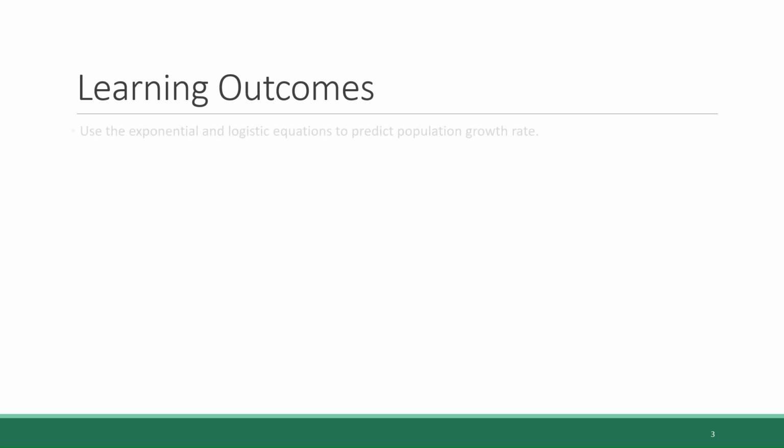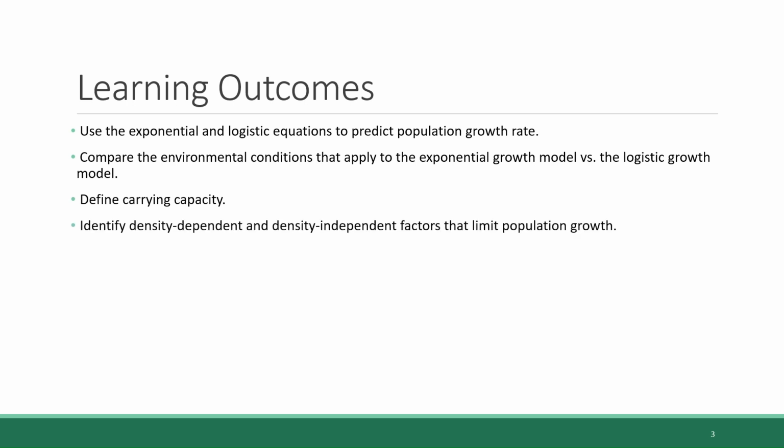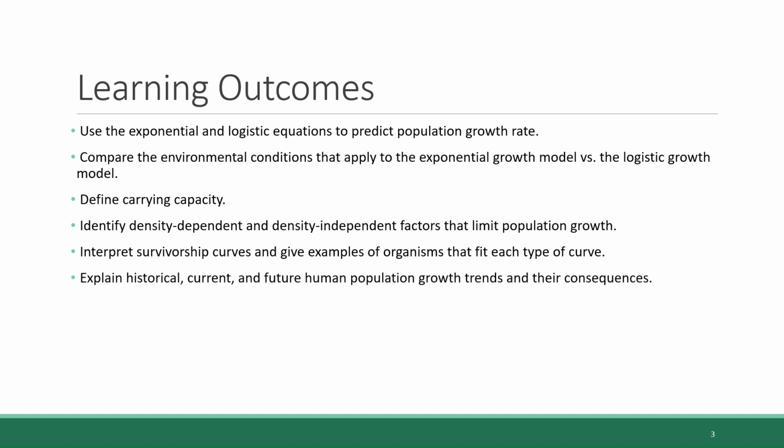So, in this chapter, we are going to look at using the exponential and logistic equations to predict the growth rate of populations. We will compare the environmental conditions that apply to the exponential growth model versus the logistic growth model. We will define carrying capacity. We will identify density dependent and density independent factors that limit population growth. We will interpret survivorship curves and give examples of organisms that fit each type of curve. We will explain historical, current, and future human population growth trends and their consequences.